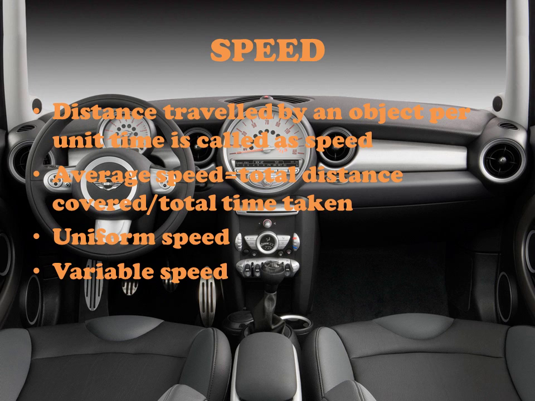Now there is a concept called uniform speed. A body is said to be moving with uniform speed if it covers equal distances in equal intervals of time. Now suppose a car runs at a speed of 36 km per hour.